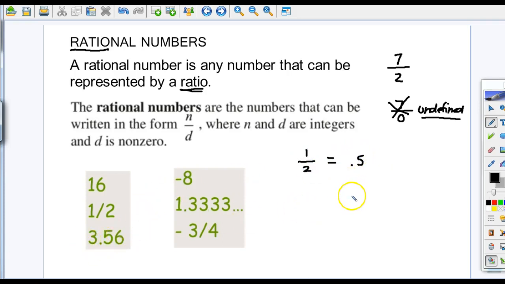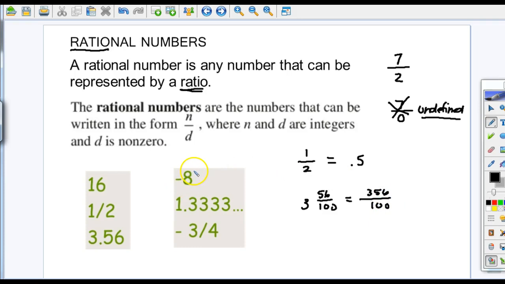3.56 is also a rational number. We can say 3 and 56 over 100, right? This is my mixed number. This is a rational number. It can be written as a fraction. I can also turn this into an improper fraction and say 356 over 100. And now it's still a ratio, correct? It's still 356 to 100.